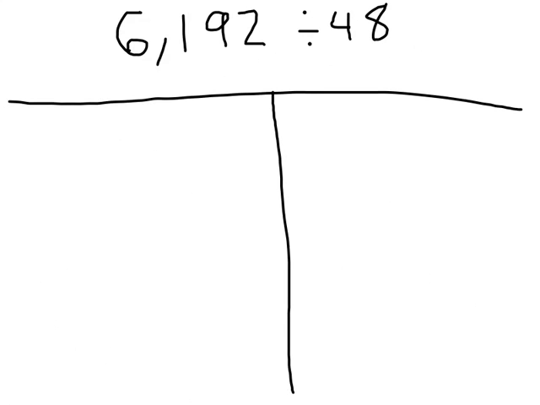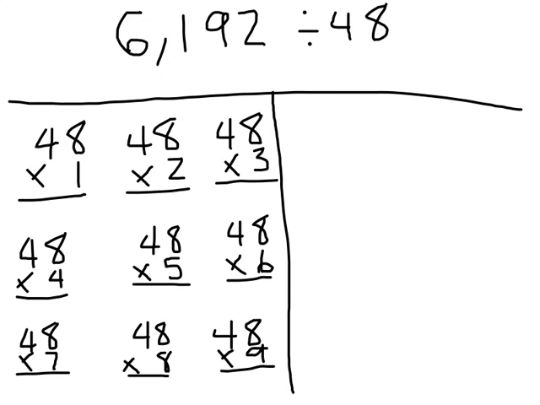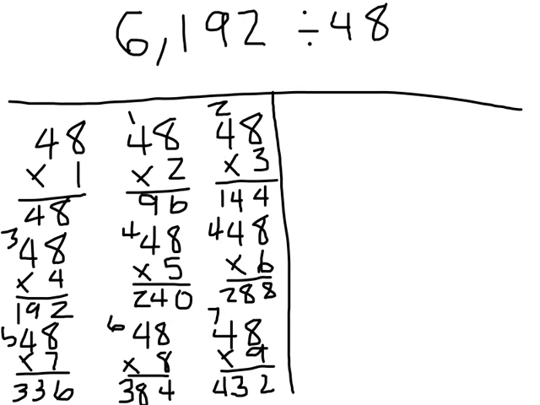6,192 divided by 48. Go ahead and start by listing your multiples of 48 on your scratch paper. Write your multiples of 48 down on your paper by solving each problem. Then enter them on your computer. Check to make sure you've entered your multiples of 48 correctly. Now we can divide.